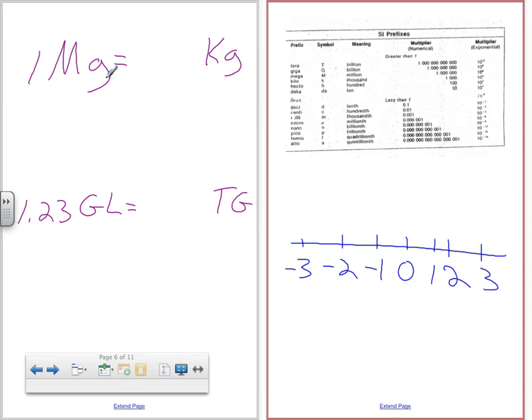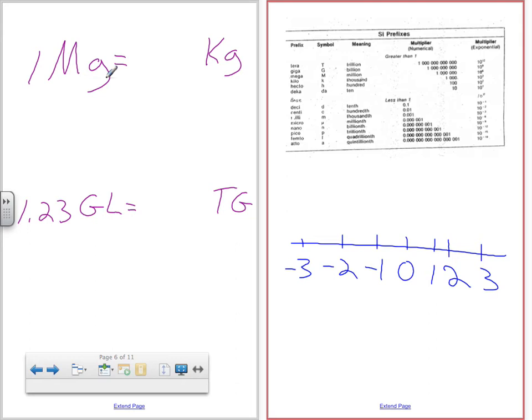Now, usually m represents milli, but a lot of times here in science, if it's capital or if it's lowercase, it makes a big difference. You got to be really aware of what kind of letters we are dealing with. So a big M is going to mean mega, and a little m means milli. So here we're having a megagram. So 1 megagram equals how many kilograms?